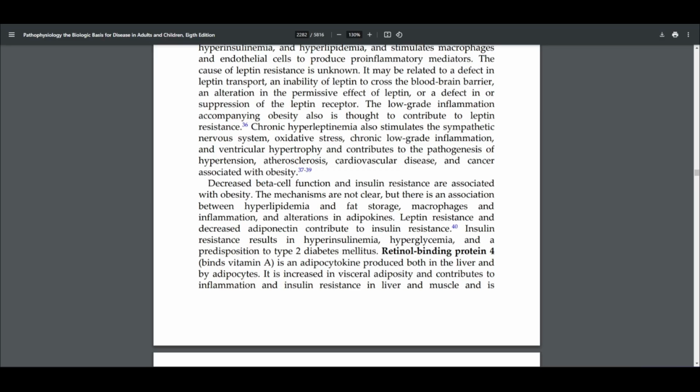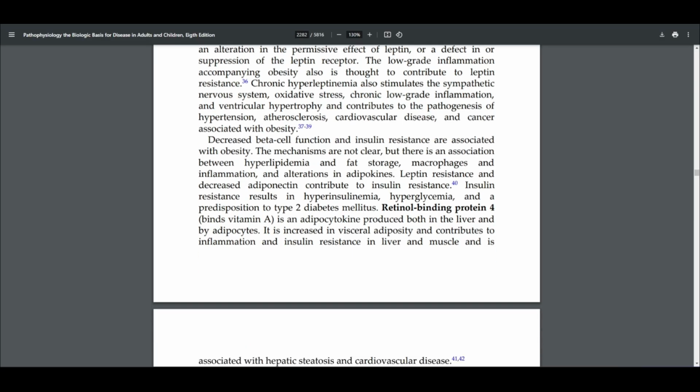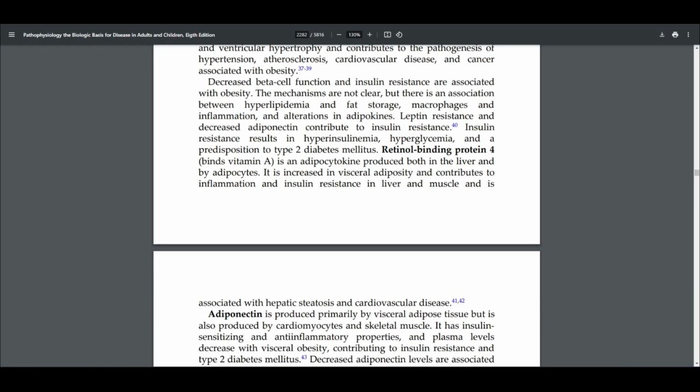Chronic hyperleptinemia also stimulates the sympathetic nervous system, oxidative stress, chronic low-grade inflammation, and ventricular hypertrophy, and contributes to the pathogenesis of hypertension, atherosclerosis, cardiovascular disease, and cancer associated with obesity. Decreased beta cell function and insulin resistance are associated with obesity.